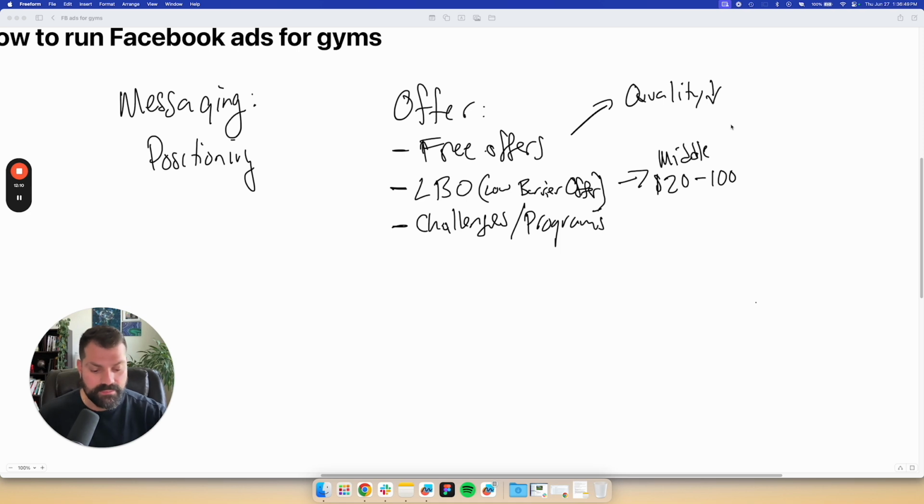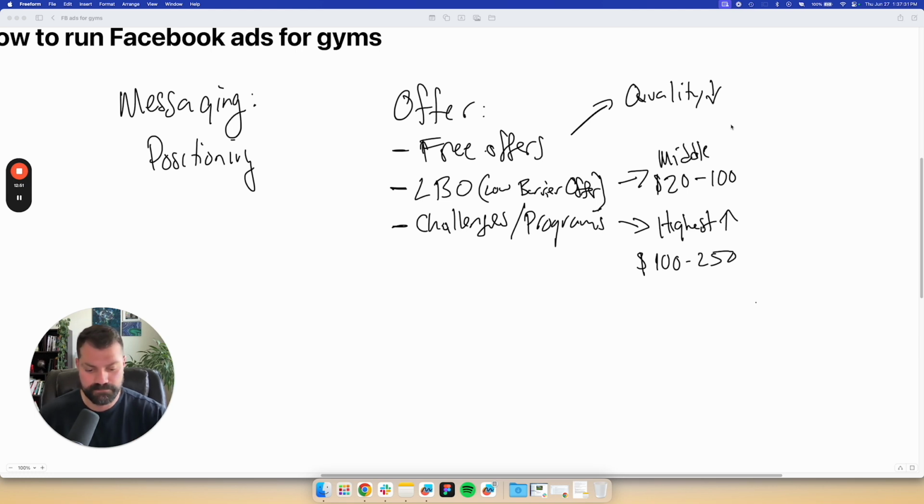All right. Now, challenges or programs, this is going to produce the highest quality lead, right? So the highest quality leads are going to be programs and challenges. And that's because typically programs and challenges are going to be between 100 and right around 250-ish, right? Sometimes I hear people charging $500 for a program or a challenge. That's totally fine. Not everyone can get away with that, but the sweet spot is between 100 and 250. Okay. So, free offers, lowest quality leads, LBOs, middle quality leads, challenges and programs, highest quality leads.